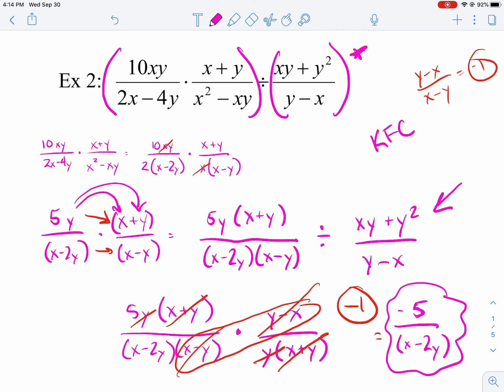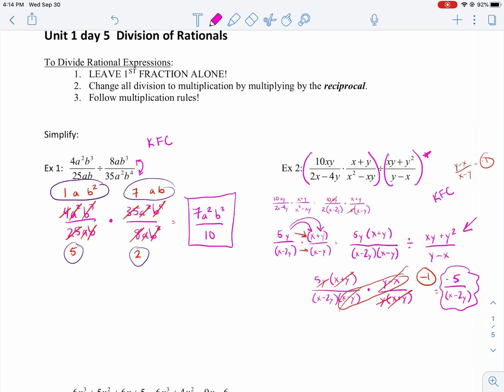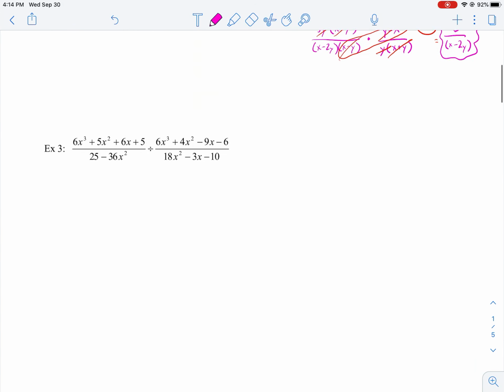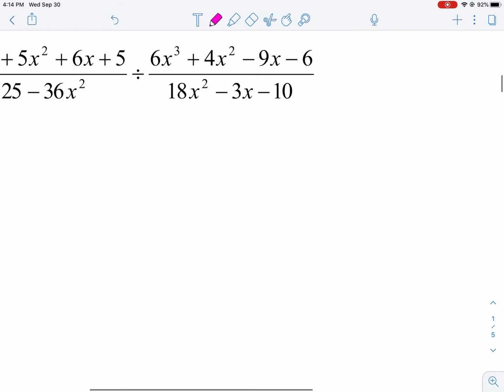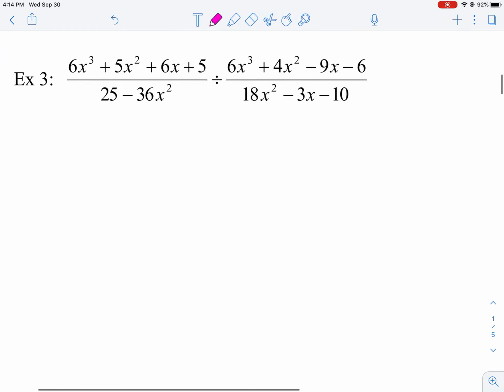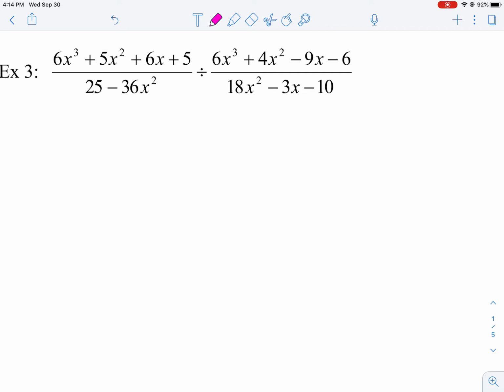Okay, let's look at example 3. It's a beast. It is a beast. So let's take it piece by piece here.